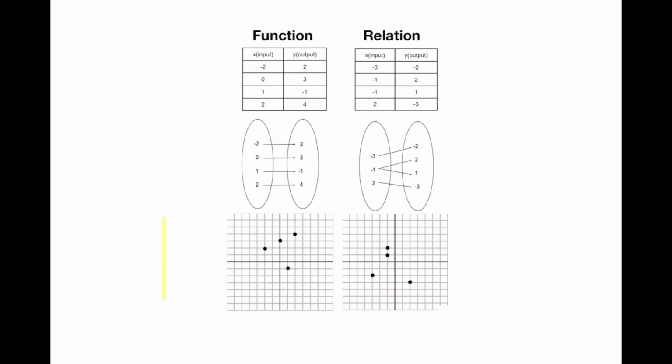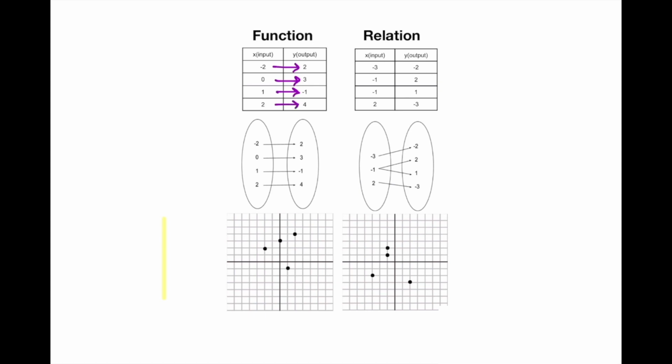Now let's put it all together. We learned that a function has one input for each output. On the left, we have a function, and on the right, we have a relation. We have the same information in a table, a mapping diagram, and a graph. Let's take a look. On the left, we have that function, and we see in the table that each input has one output.